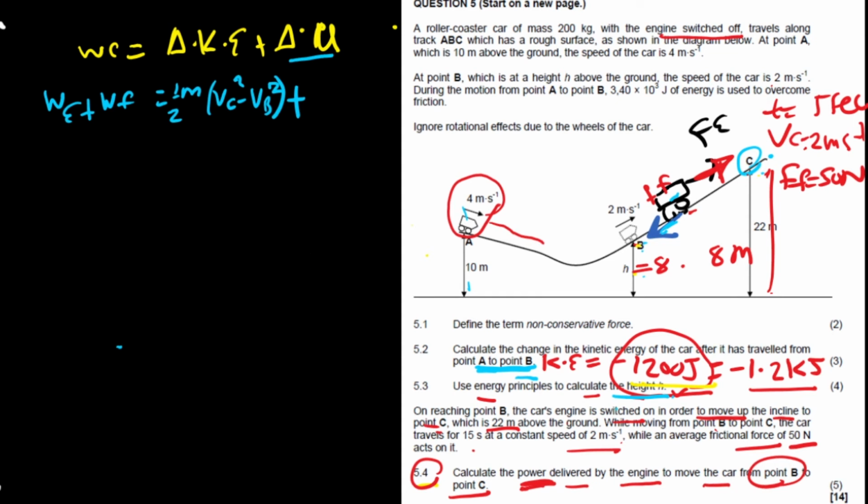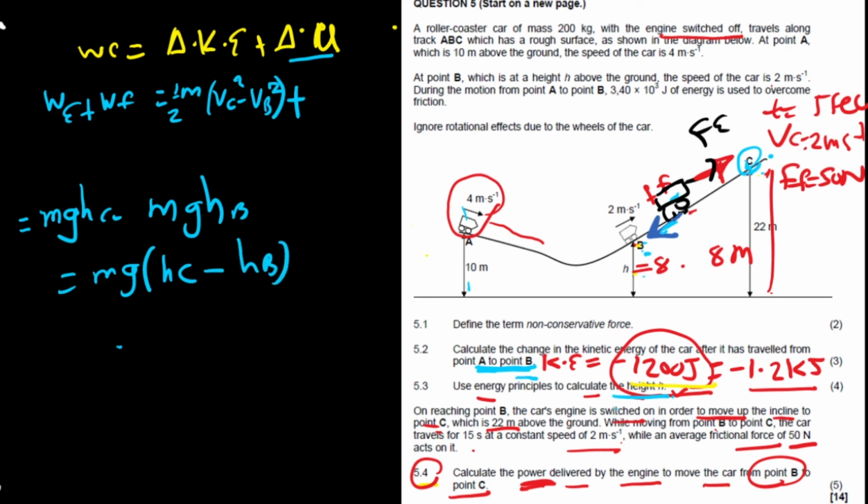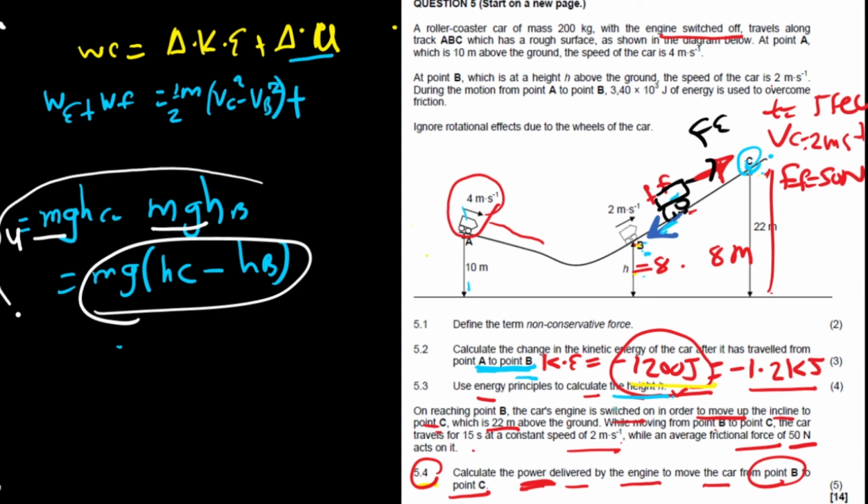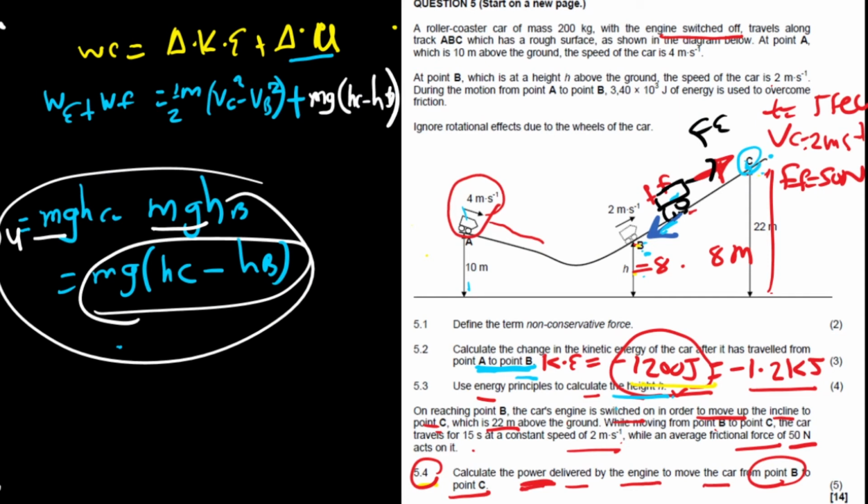So potential energy is mgh. The change in potential energy equals mgh at C minus mgh at B. These are constants, so I take them out: mg times H at C minus H at B. I was just showing you how it's done, but as a shortcut you can just write M, G, and then H at C minus H at B, close the bracket. You see what I'm saying?